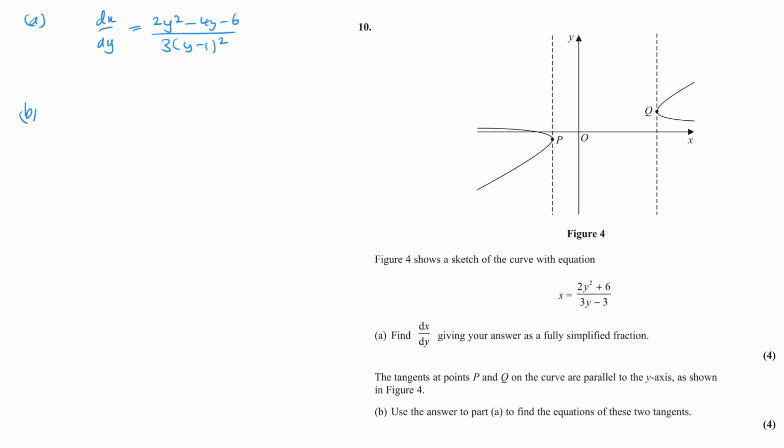Okay, part B. So we've got tangents at P and Q parallel to the y-axis as shown on the curve. So this is now going to be when dx by dy equals 0. So dx by dy equals 0, which means 2y squared minus 4y minus 6 equals 0. So this factorizes. Take a 2 outside, or divide by 2 first of all. So y squared minus 2y minus 3 equals 0. So it's 3 and 1.